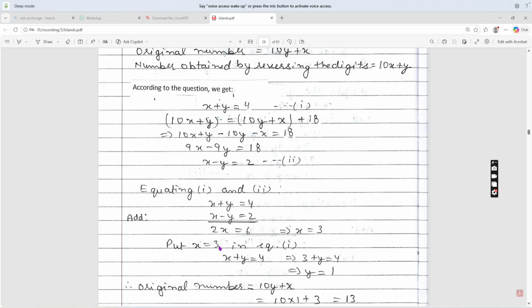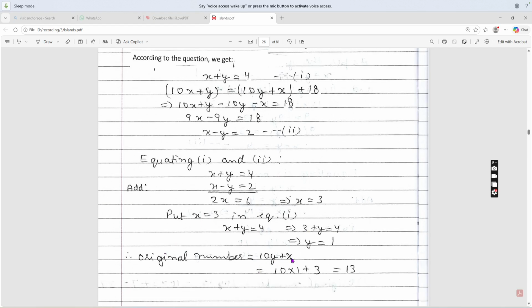Now we are going to put x is equal to 3 in equation 1. What is equation 1? x plus y is equal to 4. So 3 plus y is equal to 4. So y is equal to 4 minus 3, that is 1. Now the original number would be 10y plus x, where y is equal to 1 and x is equal to 3. So 10 plus 3 is equal to 13.